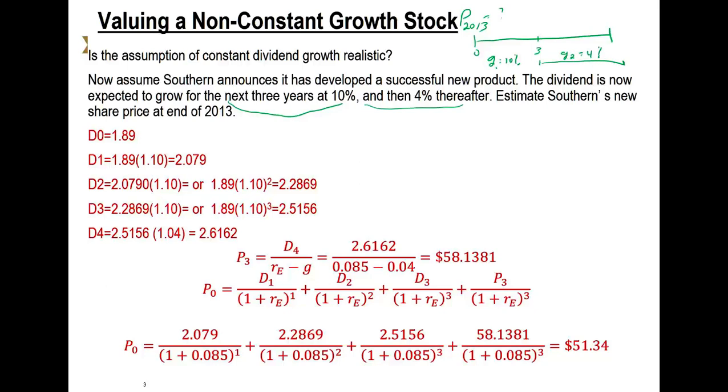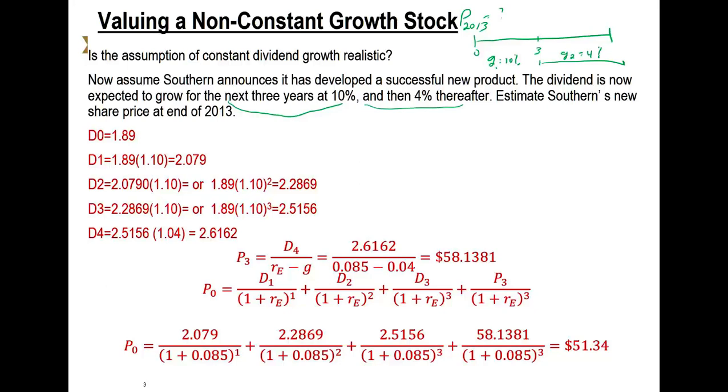So notice that we can only assume constant growth after year 3. We cannot assume constant growth during the first 3 years because it's not constant. It's going to change. So if you want to apply the constant growth model, you could only do so after year 3.